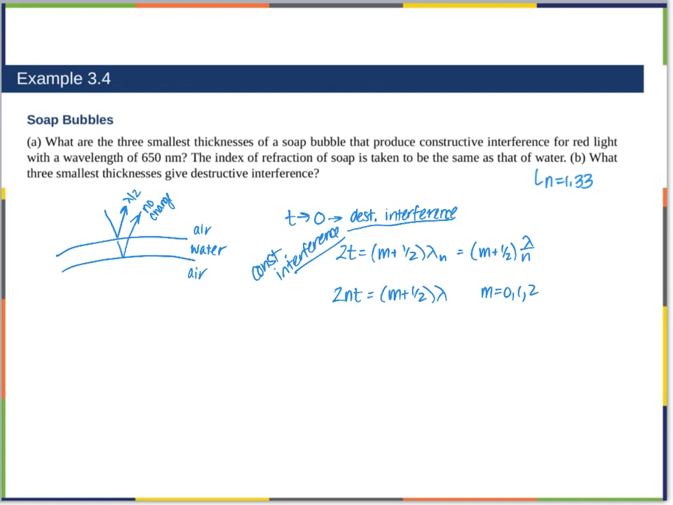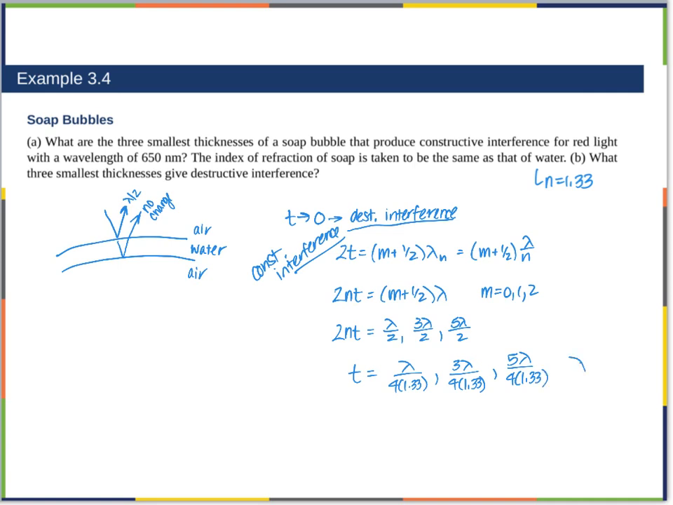So we have 2nt is equal to either lambda over 2, or 3 lambda over 2, or 5 lambda over 2. So those are our first three scenarios where we would have constructive interference. And then we can solve for the thickness, and we get lambda over 4 times 1.33, 3 lambda over 4 times 1.33, and 5 lambda over 4 times 1.33.